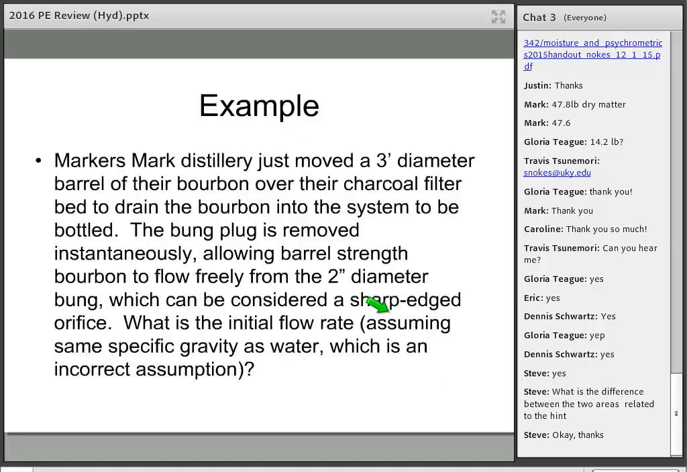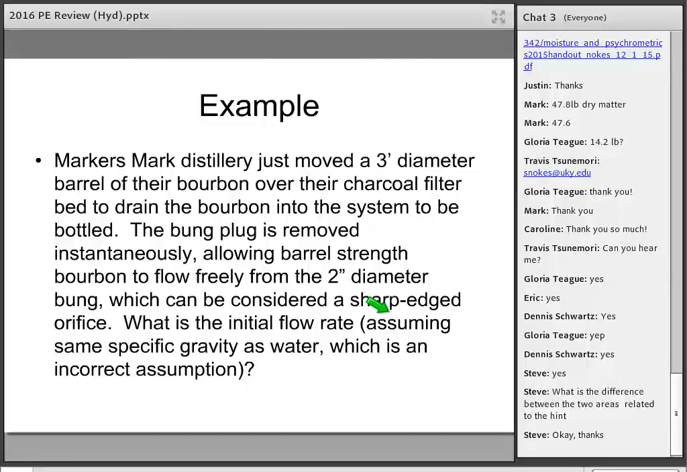Okay, so let me give you an example of that particular one. Now, I did some graduate work at Kentucky, and we discovered Maker's Mark, so I decided to use it as an example. They just moved a 3-foot diameter barrel into the bottling plant, and they're going to empty it into their charcoal filter. By the way, we've been there when they've done it. They removed the plug, and it was removed instantaneously. Remember, this is an example, so we've got to make it simple.